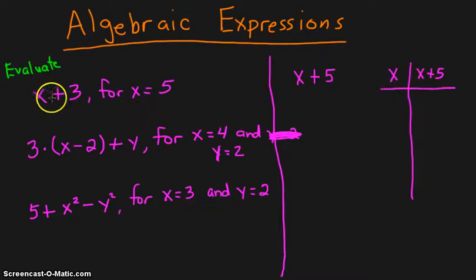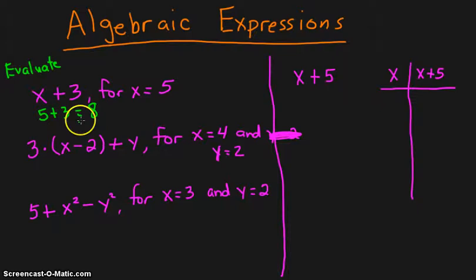So in this one we have x plus 3 for x equals 5. That means we're going to replace x with the number 5. So x plus 3 becomes 5 plus 3, which equals 8. Some of these are not very challenging, but they do get more difficult as we move down. But again, when it says evaluate, it just tells you that you're going to replace the variable with a number.